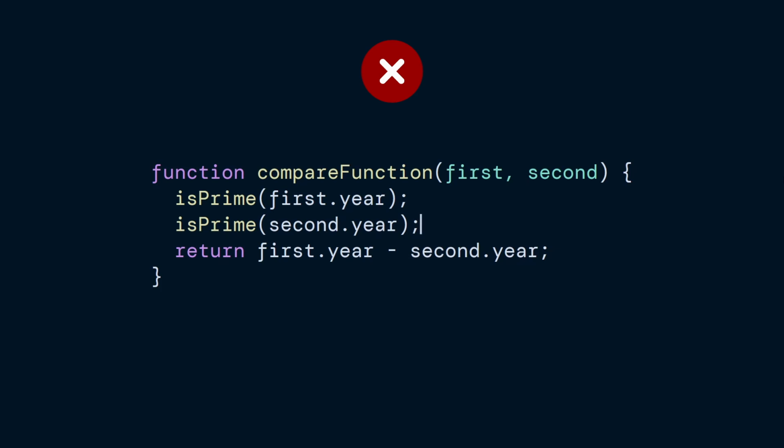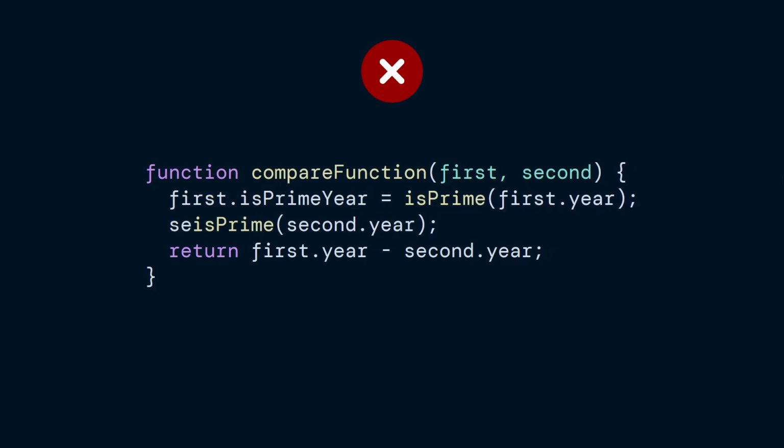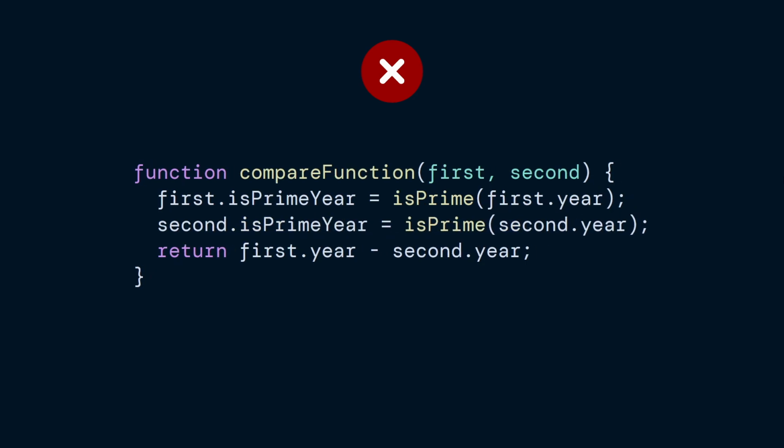Also, compare functions should be pure, meaning they shouldn't mutate the objects being compared or anything outside of the function. Okay, so we need this compare function for numbers and various types of objects. But what if we are sorting an array of strings?